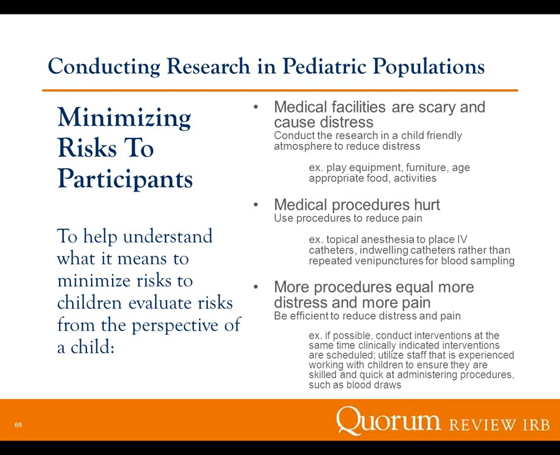Another risk that a child may think of is medical procedures hurt. Because they hurt, use procedures to reduce pain. Example, use topical anesthesia to place IV catheters, or use indwelling catheters rather than repeated venipunctures for blood sampling. So think about that. Think about how to reduce pain to children.